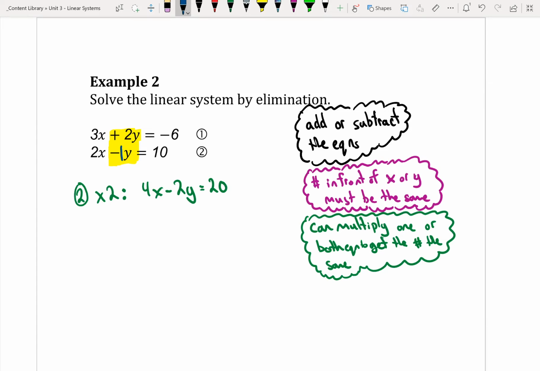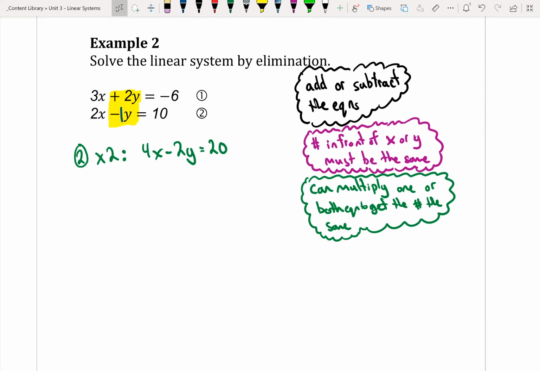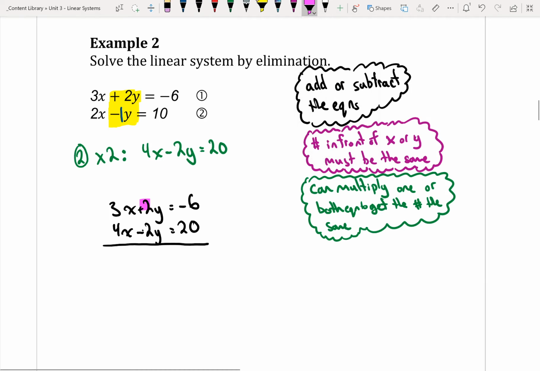I still have my other. So I've multiplied one equation. So if I rewrite these two, 3x plus 2y equals -16, and then 2x, that's the old equation. The new one was 4x minus 2y equals 20. And this is now where we can add or subtract the two equations. We can do that because the numbers in front of the y variable are the same.